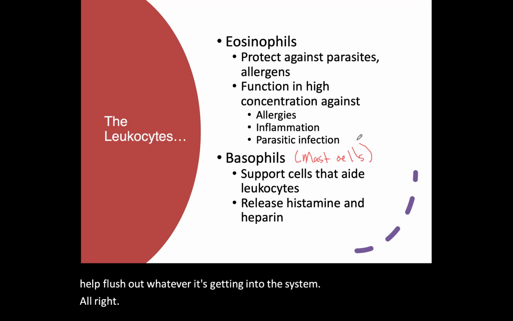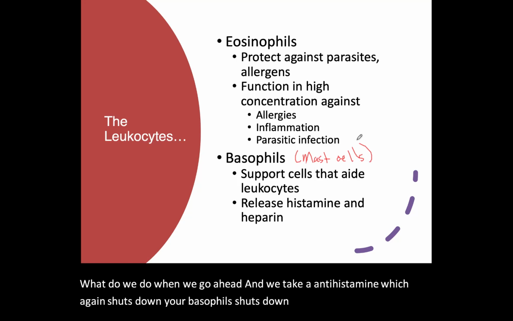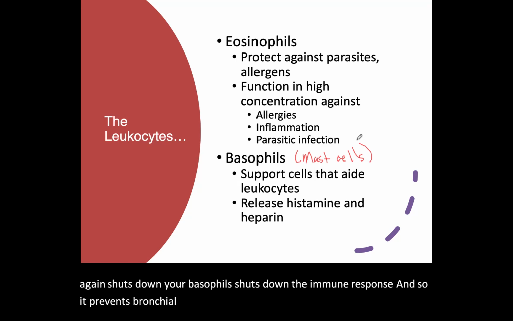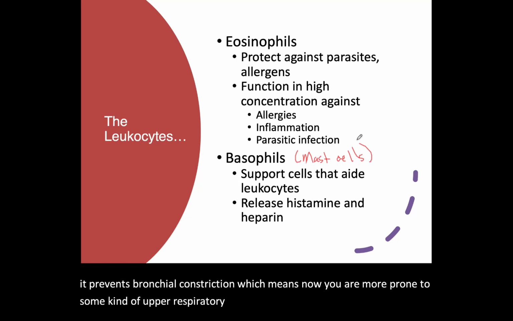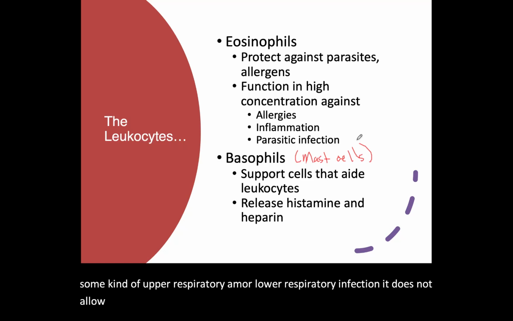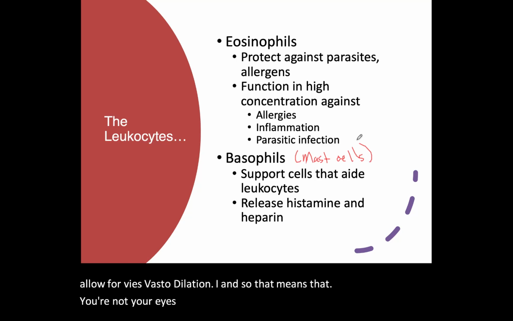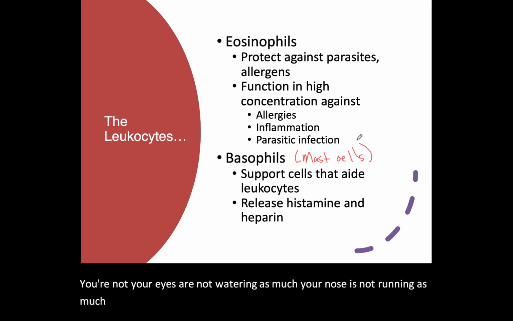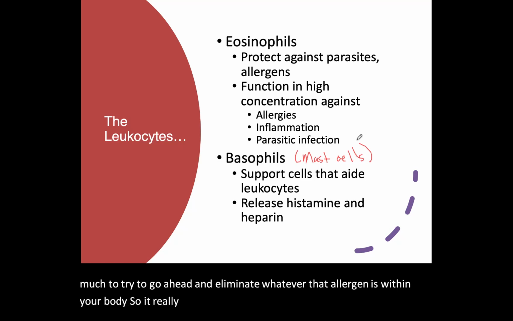So what do we do? Well, we take an antihistamine, which again shuts down your basophils. It shuts down the immune response. And so it prevents bronchial constriction, which means now you are more prone to some kind of upper respiratory or lower respiratory infection. It does not allow for vasodilation. And so that means that your eyes are not watering as much, your nose is not running as much to try to eliminate whatever that allergen is within your body. So it really is counterproductive.